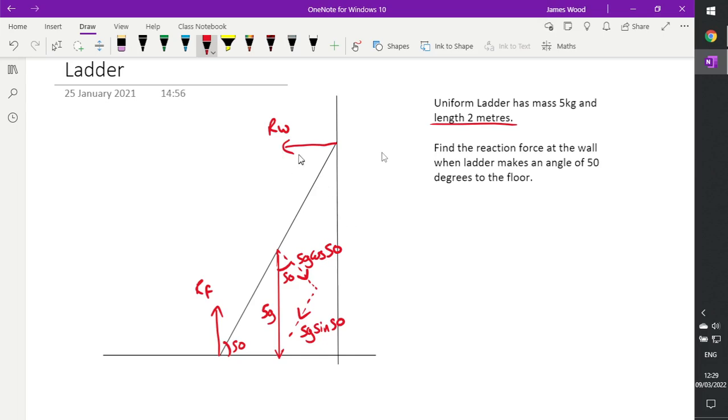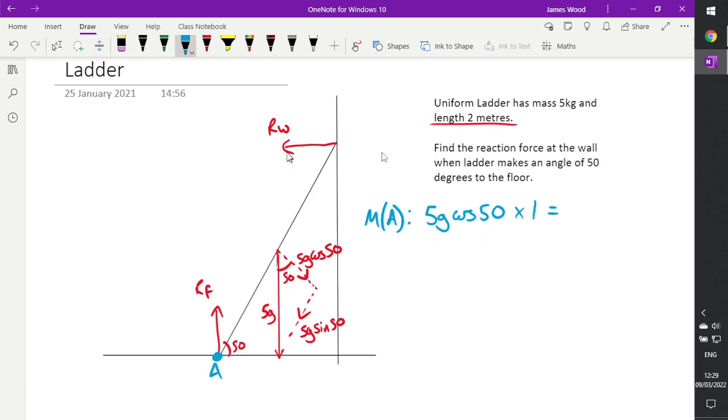Now, we can resolve this reaction force at the wall because at the moment it's not perpendicular to the distances, because what I'm going to do is take moments about the bottom of the ladder, if we call this point A. So moments about A, the bottom of the ladder. So I've got this distance here, and then the perpendicular component. So that's 5G cos 50, it's the perpendicular force, times the distance, so it's going to be half the length of the ladder, so that's 1 meter.